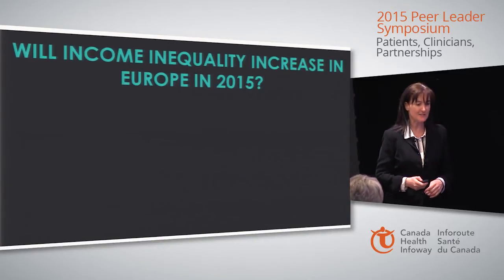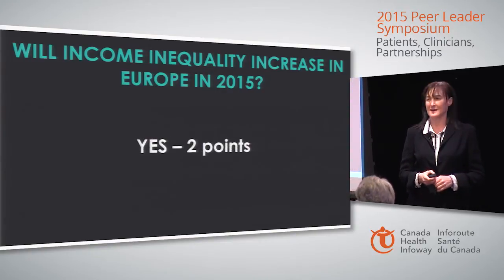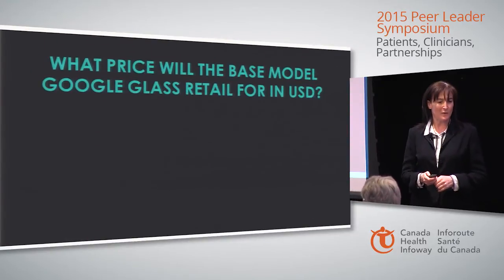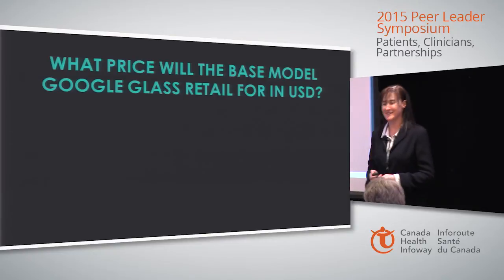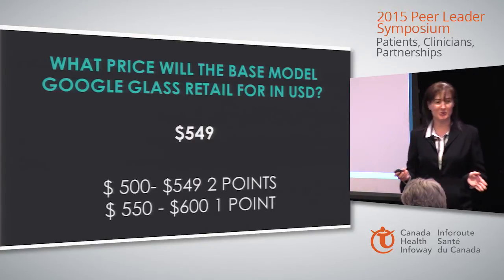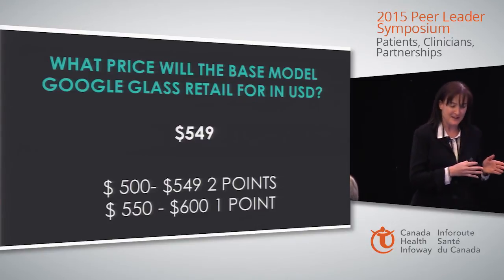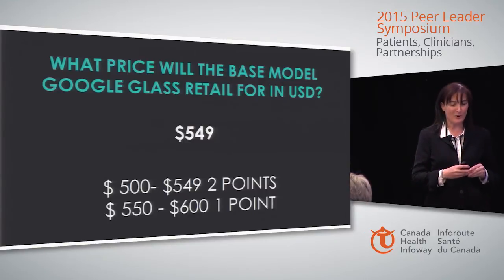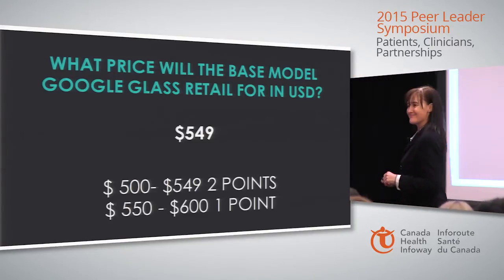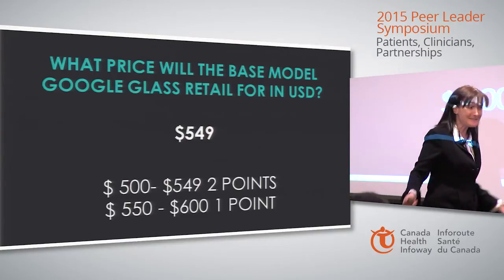Will income inequality increase in Europe in 2015? Yes. Everyone that's got yes, give them 2 points. What price will the base model Google Glass retail for in US dollars? Because that was a tough one, if you got between 500 and 549, anything under 550, give yourself 2 points. 1 point between 550 and 600. Some of you probably put $4,000: 0 points. Crazy, right? We're just predicting.